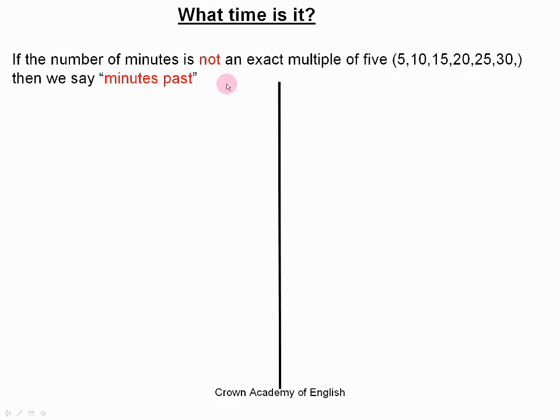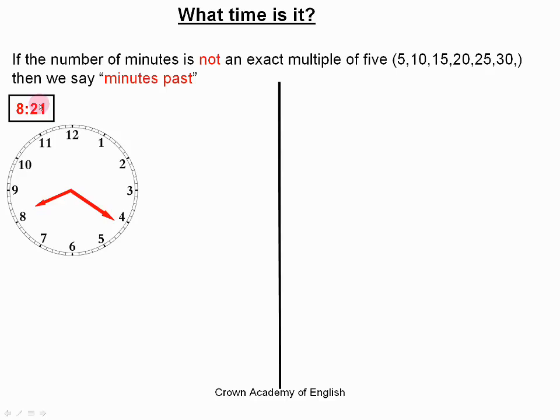Let me show you. So here it is 8:21. Okay? It is not 8:20 and it is not 8:25. It is between the two. It is 21. So in this special case we have to say minutes past. It's 21 minutes past 8. Minutes past.